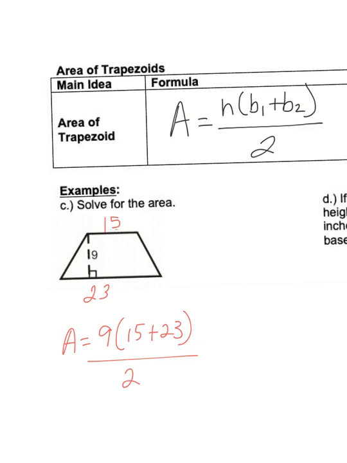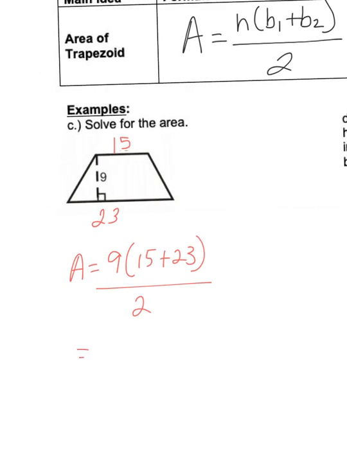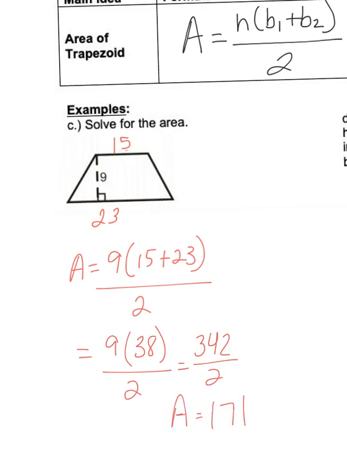Now, when you're doing this, you've got to remember order of operations. So we do what's in the parentheses first. I have 15 plus 23 gives me 38, divided by 2. Now you're going to multiply. So we have 342 divided by 2. And so your area would be 171 units squared. Okay? Piece of cake, right?